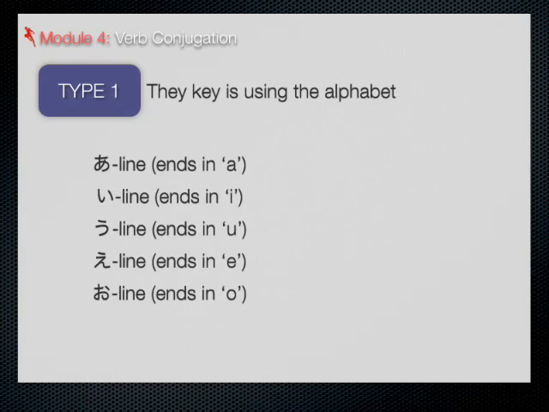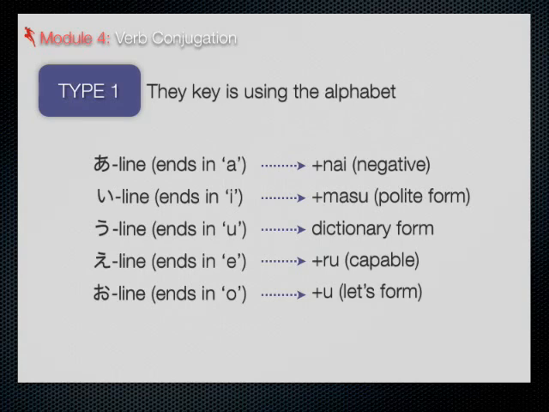What's interesting is that each of these lines represents a conjugation form for verbs. For example, the a line corresponds to the negative form. The i line corresponds to formal. The u line is the dictionary form. The e line is the capability form, and the o line is the let's form, or the volitional form. I'm sure that's a little confusing, but let me explain in more detail what I mean by this.